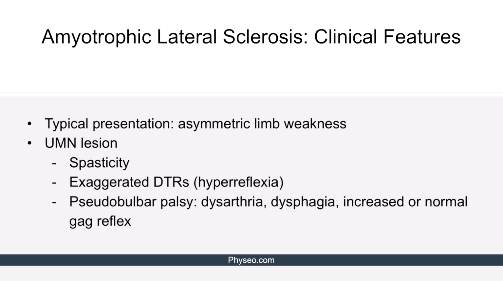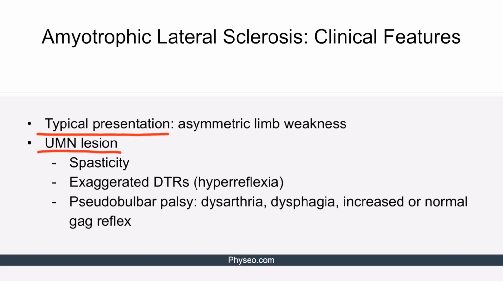Let's directly move on to the clinical features. The typical presentation of ALS is asymmetric limb weakness. Features of UMN lesions include spasticity, hyperreflexia or exaggerated deep tendon reflexes, and pseudobulbar palsy, particularly dysarthria and dysphagia with increased and normal gag reflex.